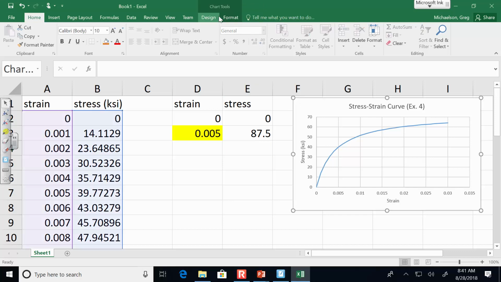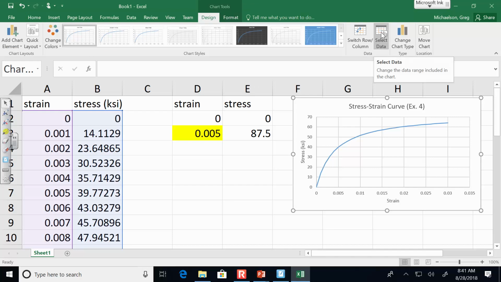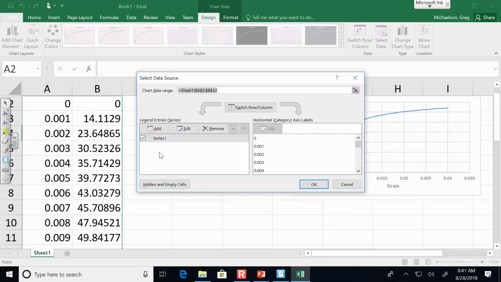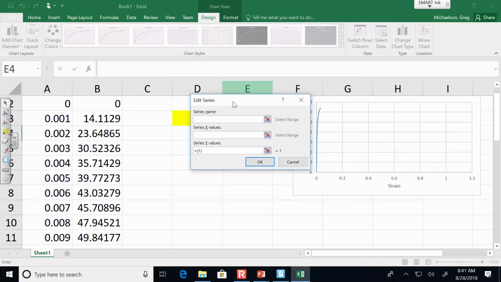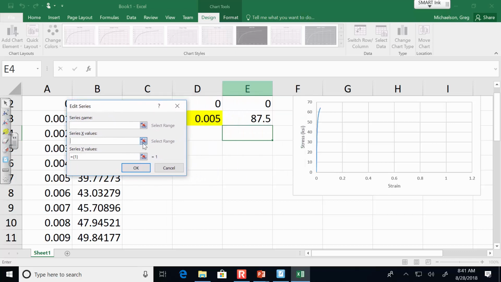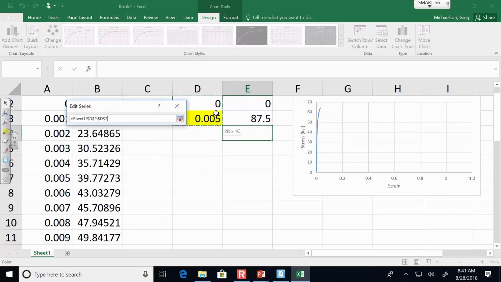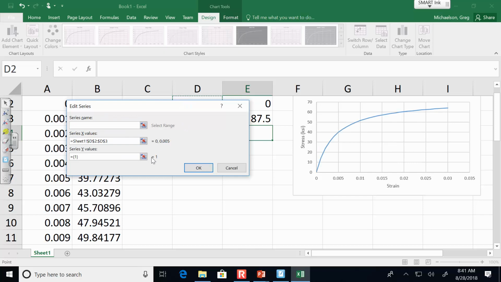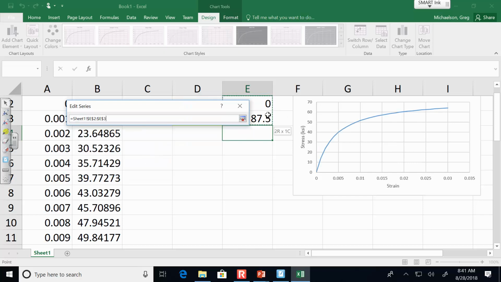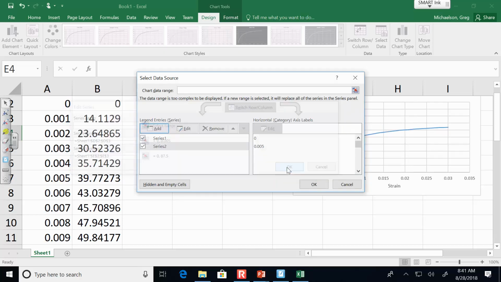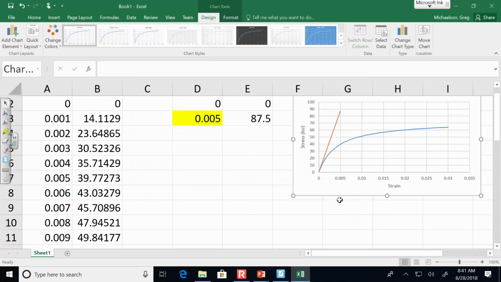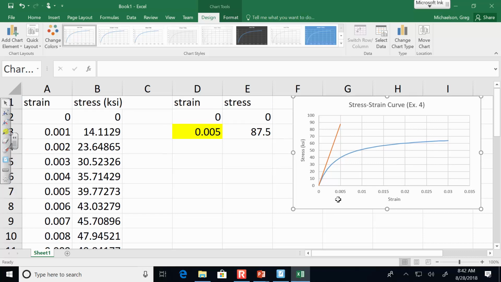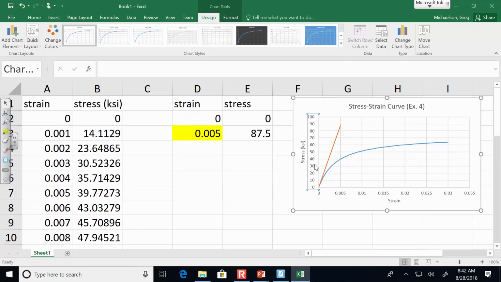I'm going to go to my chart, select data, and add another curve. So let's add another curve, just like we did before. My x values, those 2 points. My y values, those 2 points. Look what we got. Exactly what it should look like, right? Hugging that line.